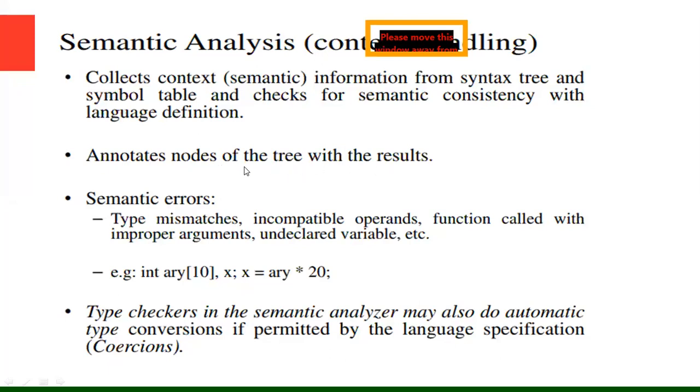In the previous class we discussed the syntax tree. For example, position equals initial plus rate times some expression; that expression is converted into a syntax tree or parse tree. That is the output of syntax analysis, and it is taken as the input of semantic analysis. So in annotating the nodes of the tree with the results, what are the results we are getting from the syntax tree or parse tree?